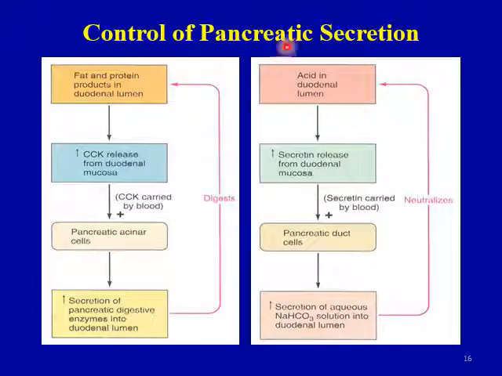On the other hand, the presence of acid and to some extent bicarbonate in the duodenal lumen will stimulate the release of secretin from the S cells in the duodenal mucosa or the duodenal glands. Secretin carried in the blood to the pancreatic duct cells will stimulate the release of a large amount of aqueous bicarbonate-rich solution into the duodenal lumen, and this will dilute and neutralize the acidic chyme that was the stimulus for the secretion of secretin.